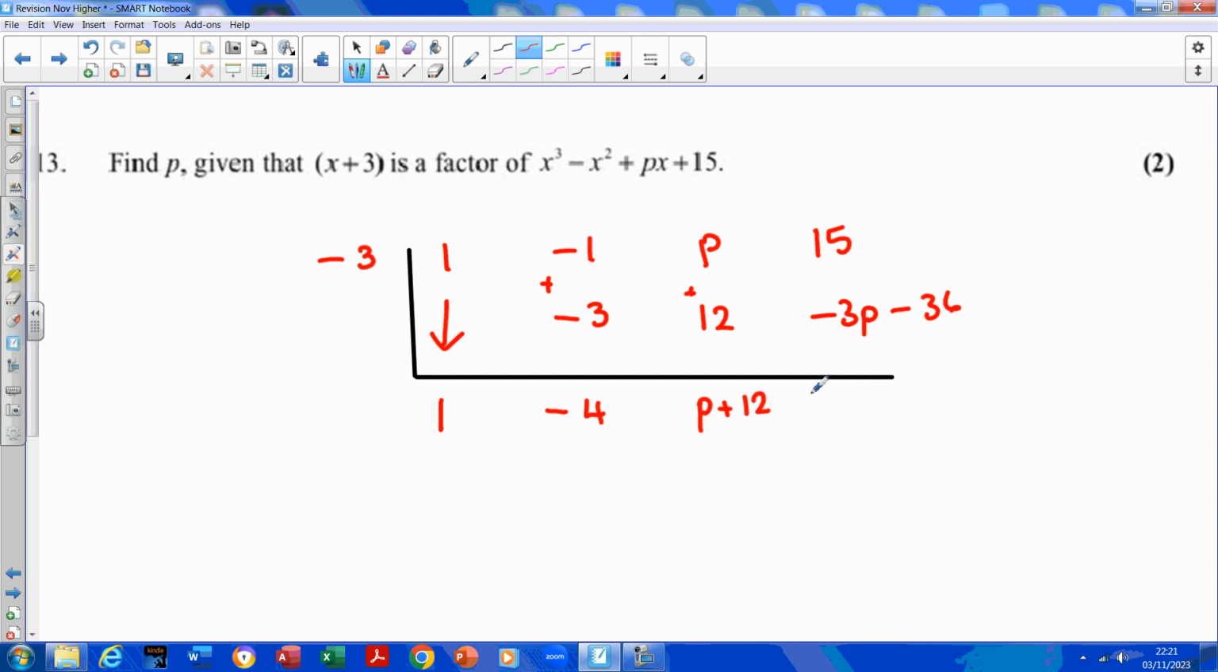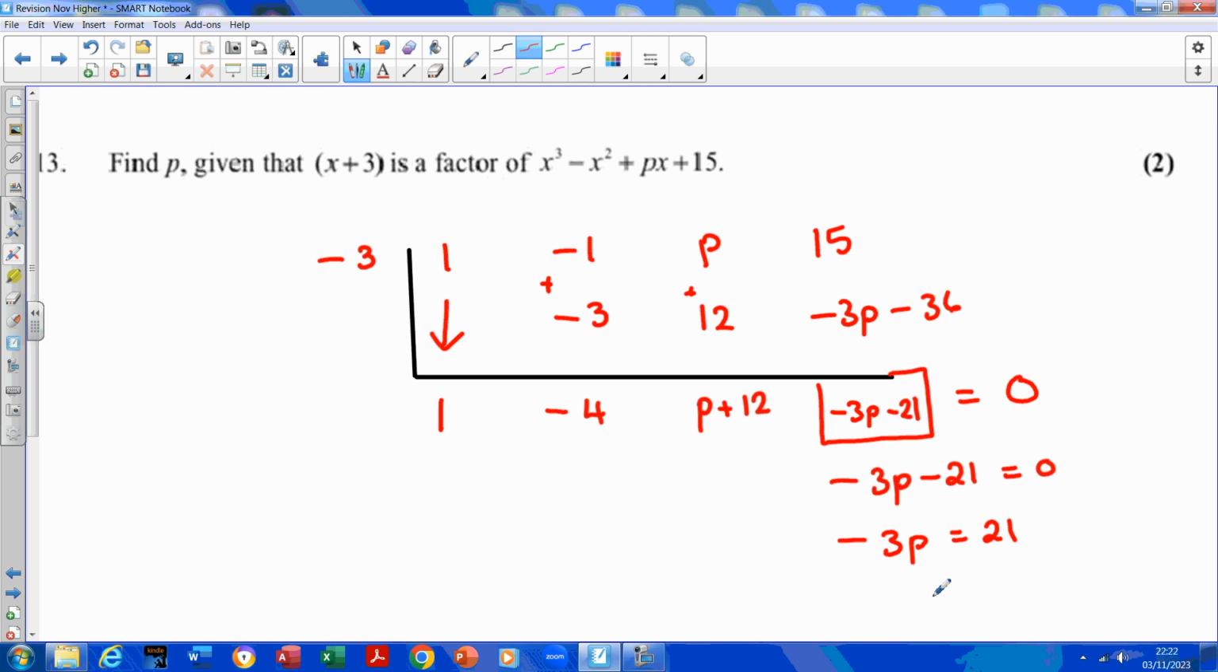Now I want to work this whole thing out, and I know it's a factor, so I know that's got to be equal to 0. So when we add them up, we get minus 3p, and I've got 15, and I want to take away 36, and 15 take away 36 is minus 21. So minus 3p minus 21 is equal to 0, and it's equal to 0 because that's a factor. Solve that with the equation, so minus 3p equals 21, divide by negative 3, so p is equal to negative 7.